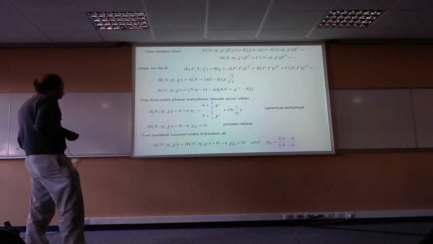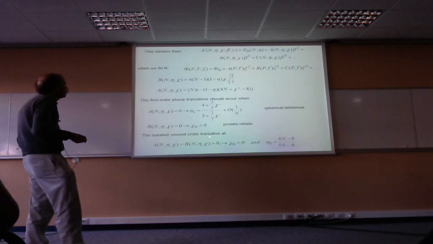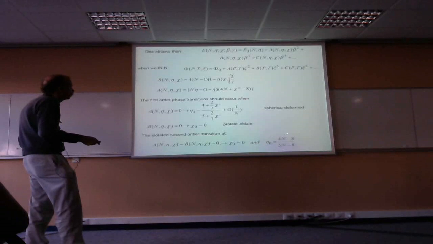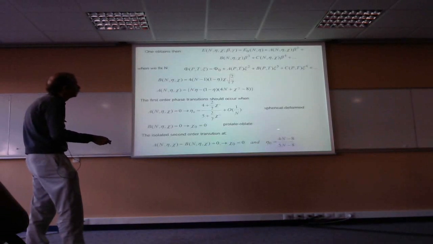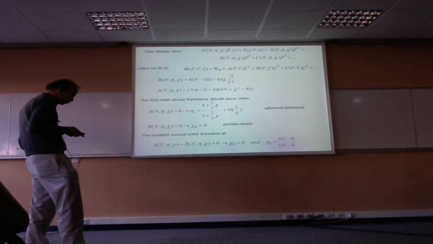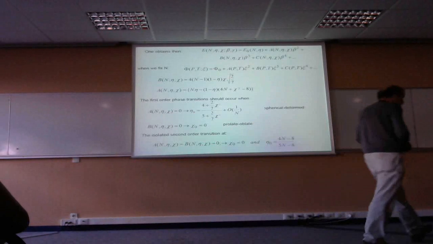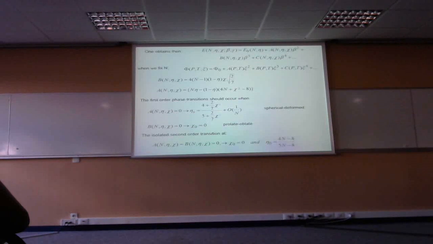So the isolated second order phase transition at the crossing of the two lines is then A equals B equals 0, and so you can work it out and you get this analytic expression for the critical value of eta. We are now considering only axial symmetry. No triaxial. It has been done for triaxial also, but it's much more complicated. In fact, Marc Caprio did it. But then you have the neutron-proton degree of freedom.